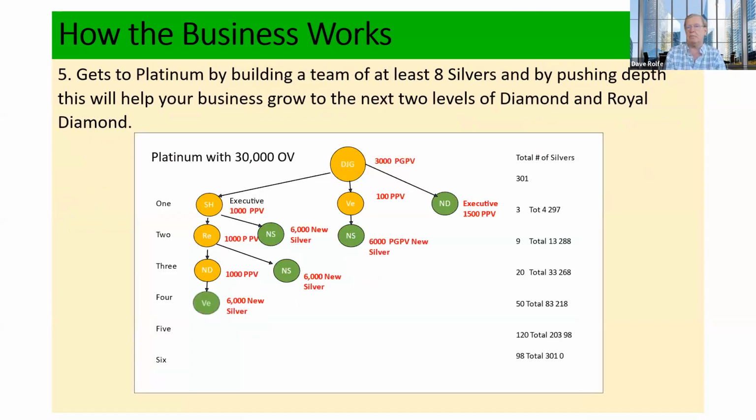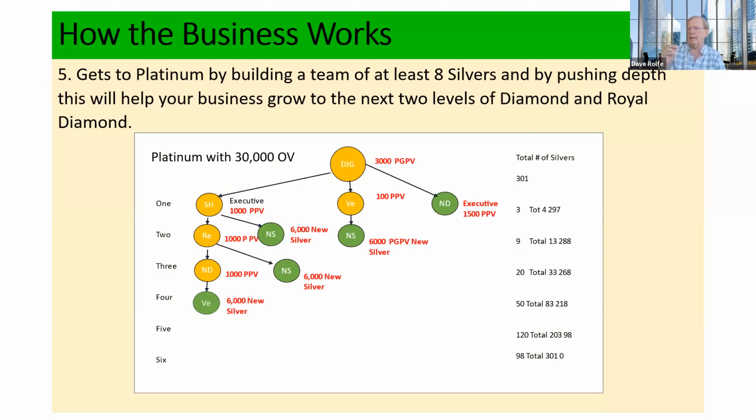And step 5, you get to platinum. In this particular example, I suggest that you get to platinum by building at least 8 silvers underneath you in your organization somewhere. You can see the yellow ones are the existing leaders, and then the new green ones are the new silvers: NS, NS, NS. So 4 new silvers were created, and then a new executive, and it adds up to 30,000 points.